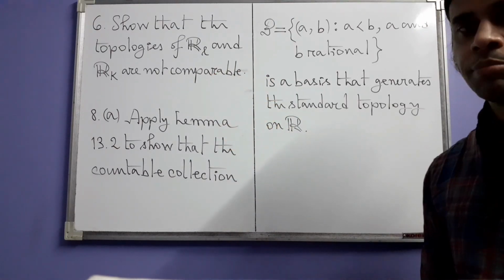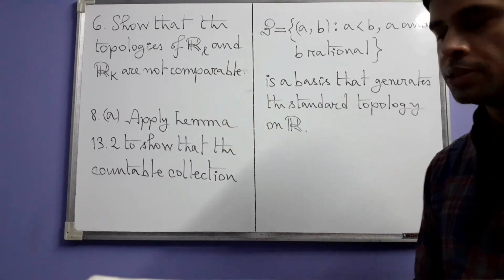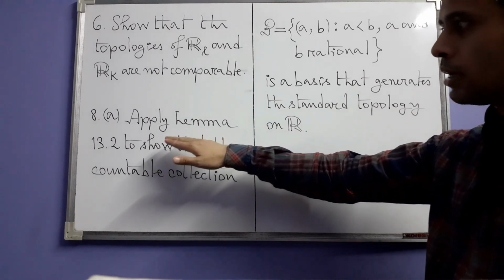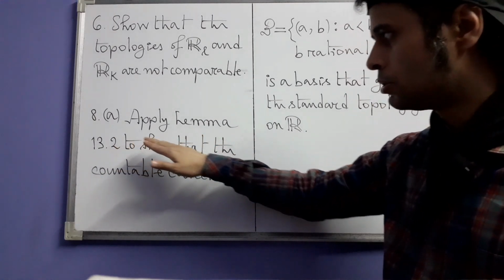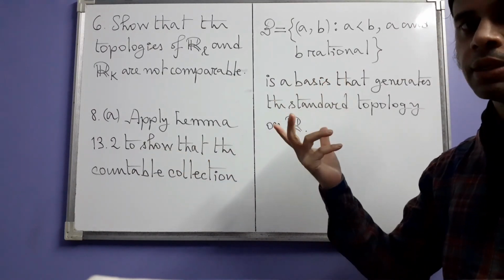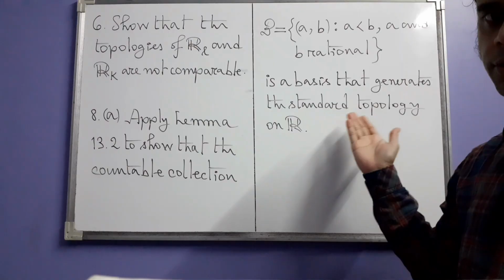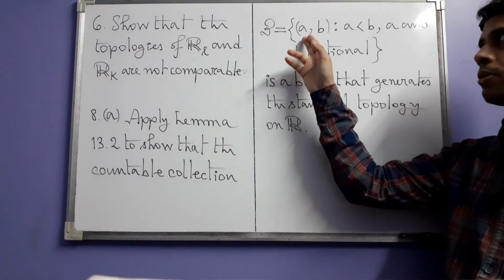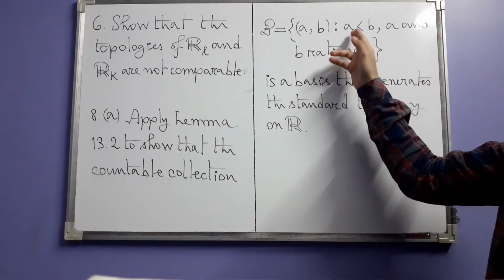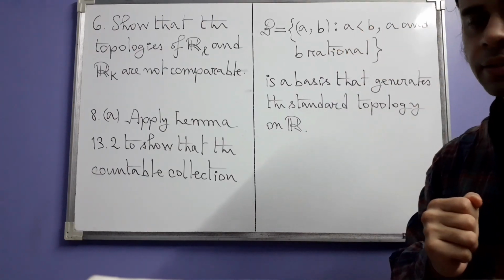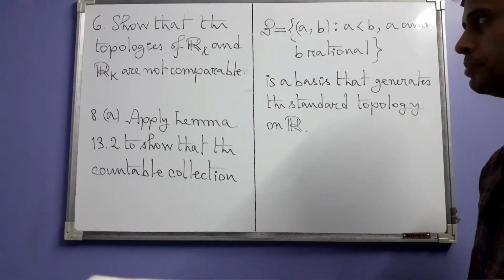Next we see number 8. This is the last one of this section. It has two parts. This is part A. In part A, we have to apply lemma 13(2) to show that this countable collection forms a basis for the standard topology on R. What is this collection? It consists of all open intervals a, b, where a is less than b and a and b are rational numbers. That is why it is countable.